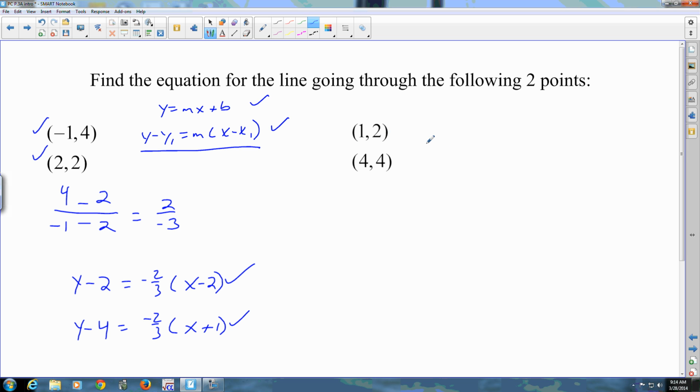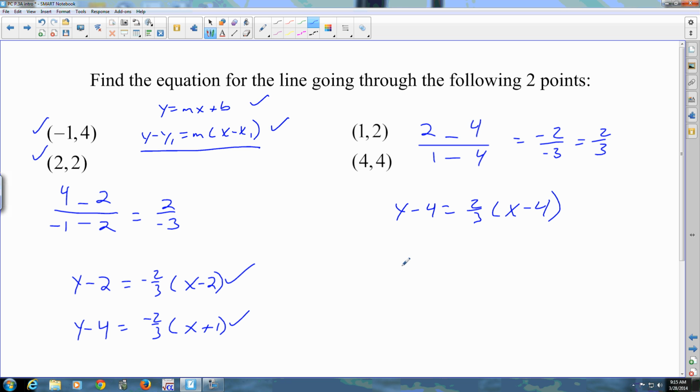All right, first thing you've got to do is find the slope. So it goes 2 minus 4 over 1 minus 4. So that would be negative 2 over negative 3, which is positive 2/3. I'm going to use this one because it seems easier. Y minus 4 is equal to 2/3 times x minus 4, and you're finished.